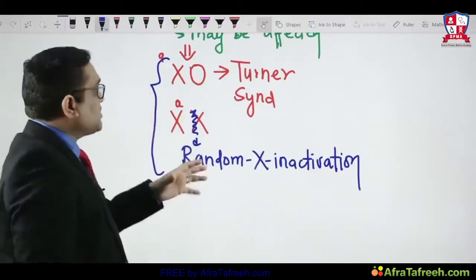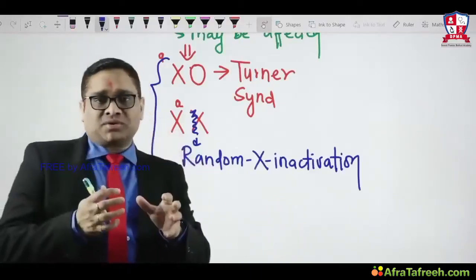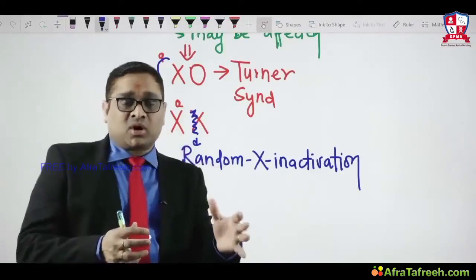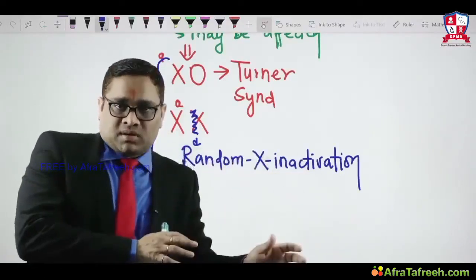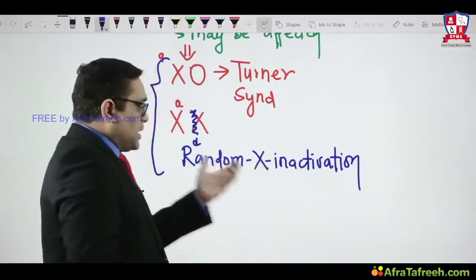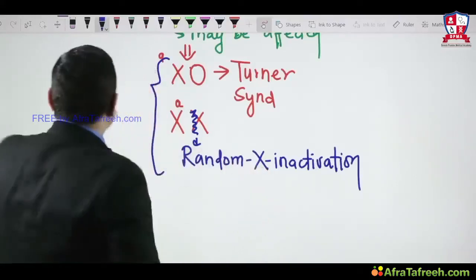So always remember, what is the precise language I should use to describe X-linked recessive disorder? Males are commonly affected, females may be affected, in case of Turner syndrome and in case of random X inactivation.